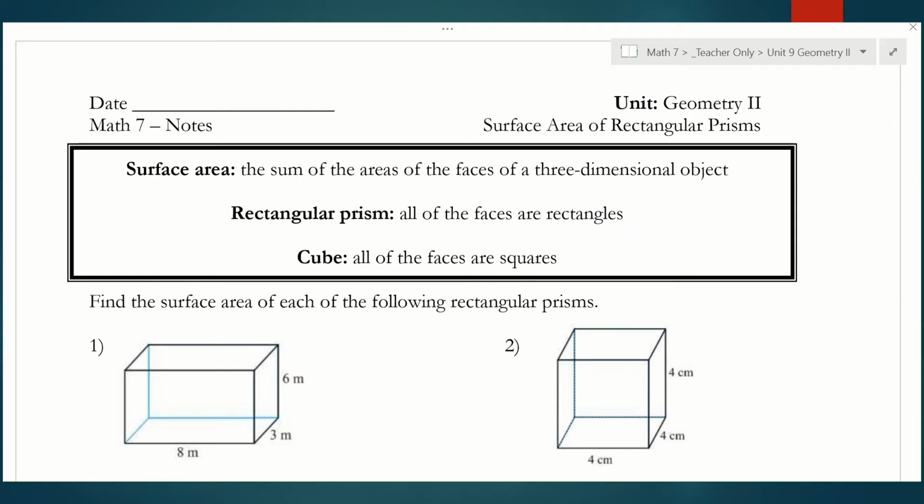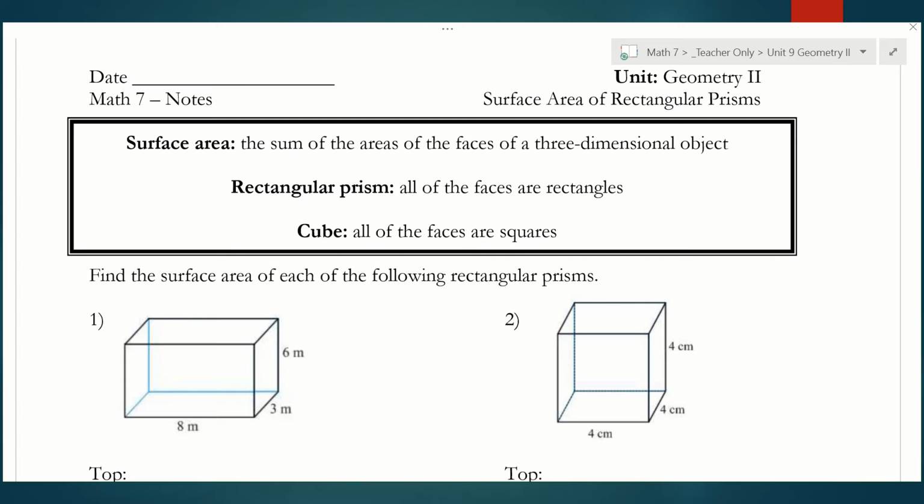In order to find the surface area of rectangular prisms, we're going to find the area of each of the faces, or each of the sides. And when we're done doing that, we'll add all the areas together and that will give us our surface area.